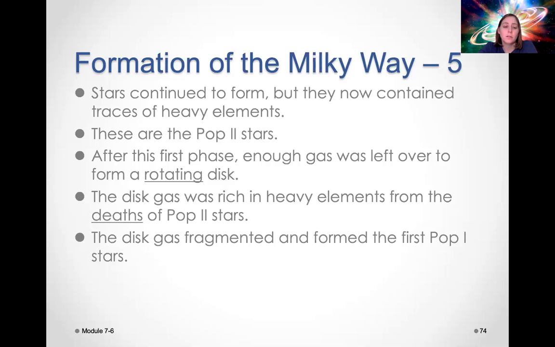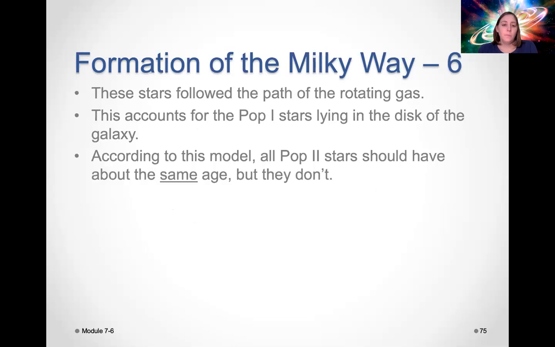Remember, as stars age, they will burn or fuse heavier and heavier elements, meaning first it's hydrogen with 1 proton, then it's helium with 2 protons, and they kind of go down the periodic table. The gases fragmented and formed the first population 1 stars. These stars followed the path of the rotating gas. This accounts for population 1 stars lying in the disk of the galaxy.